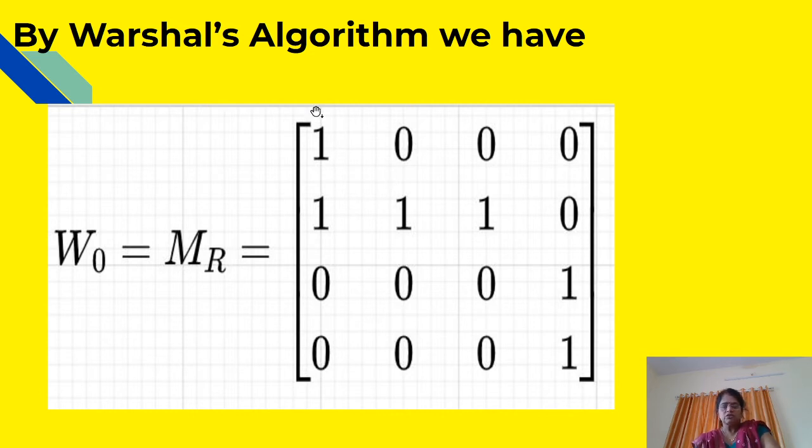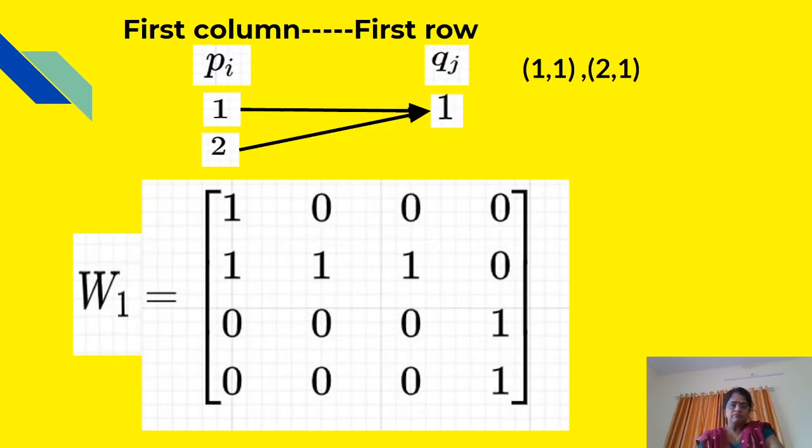For that, first we have to consider the first column and first row. In the first column there are 1s at the first and second position, and in the first row there are 1s in the first position. Therefore, our Pi and Qj will be, Pi is 1, 2 and Qj is 1. Therefore, 1 1 and 2 1 pairs will be created. But already at these places there are 1s in W0, and hence in W1. Therefore, there will not be any addition of 1s in W1. Therefore, in W1 there are only 6 1s as in the previous W0.